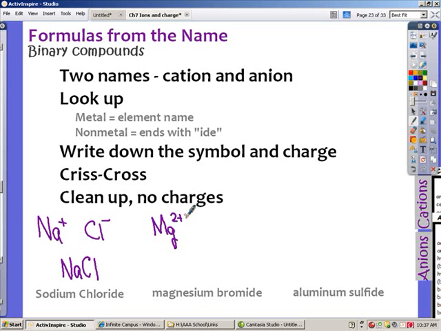And then for bromide, search around in the anions list for that. And I'm going to find it. It's in the same family as chlorine over here. So it's also going to take on that -1 charge.